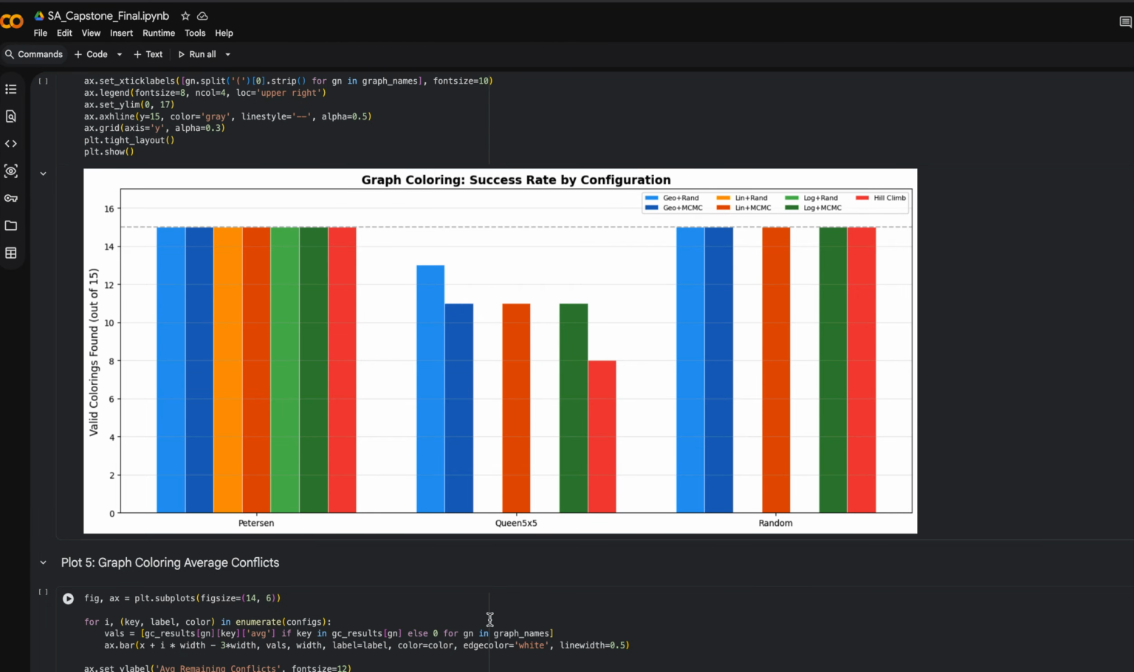So linear random averages 13 conflicts, log 16, all MCMC versions under 2. That's the difference between blind perturbation and domain aware moves.